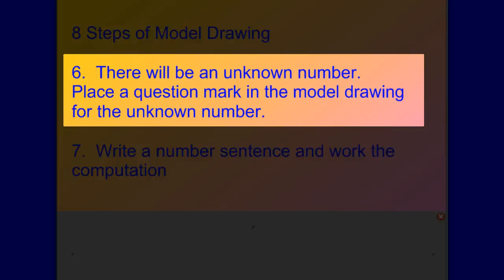So we've drawn a unit bar, we've put all the numbers in the problem, and we're going to have one number that we don't know, and that's where a question mark is going to go.